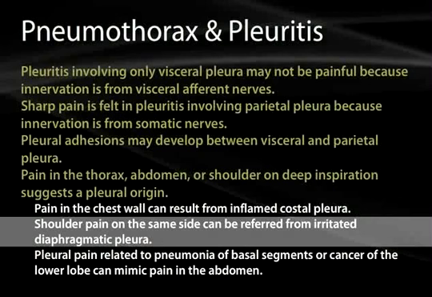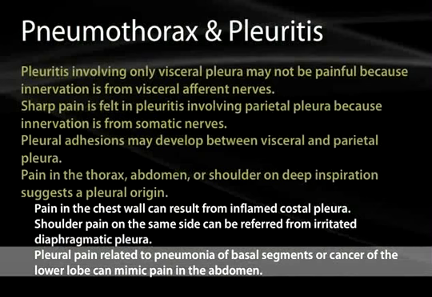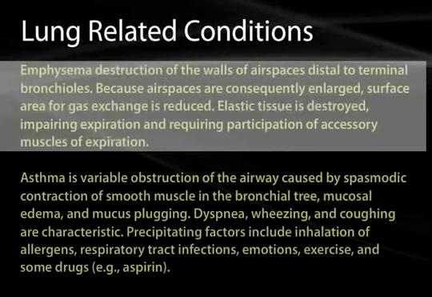You may get pain in the shoulder because of thoracic problems, because you can irritate the diaphragm from the superior surface, and this can come through from the phrenic and give you problems with referred pain to the shoulder in the C3, 4, or 5 regions. That pleural pain is often related to a pneumonia of the basal segments or cancer of the lower lobe, which is going to irritate that diaphragm. Or it can even irritate the esophagus and give you a similar feeling as far as abdominal pain.